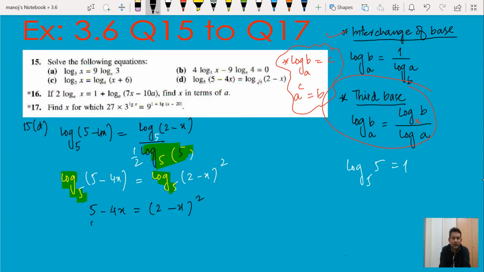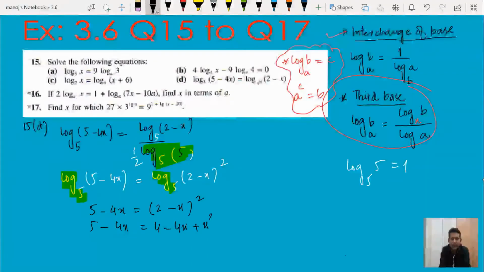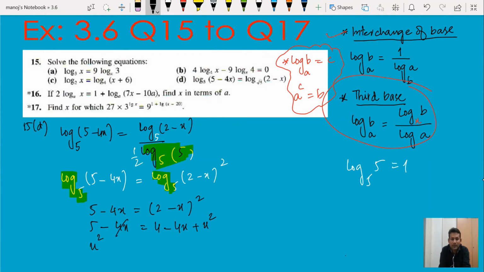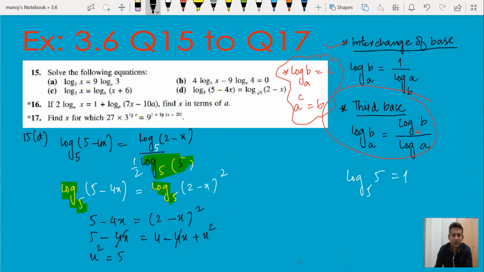Now it is very simple to do the working here. I know you can do the working. This complete square formula gives 2 square minus 2 times 2 times x, that is 4x, plus x square. And 5, when we simplify this, x square, and minus 4x is cancelled out. We have only 5 equal to 4. X square is equal to 5 minus 4, and finally x squared is equal to 1. So x is equal to plus minus 1.